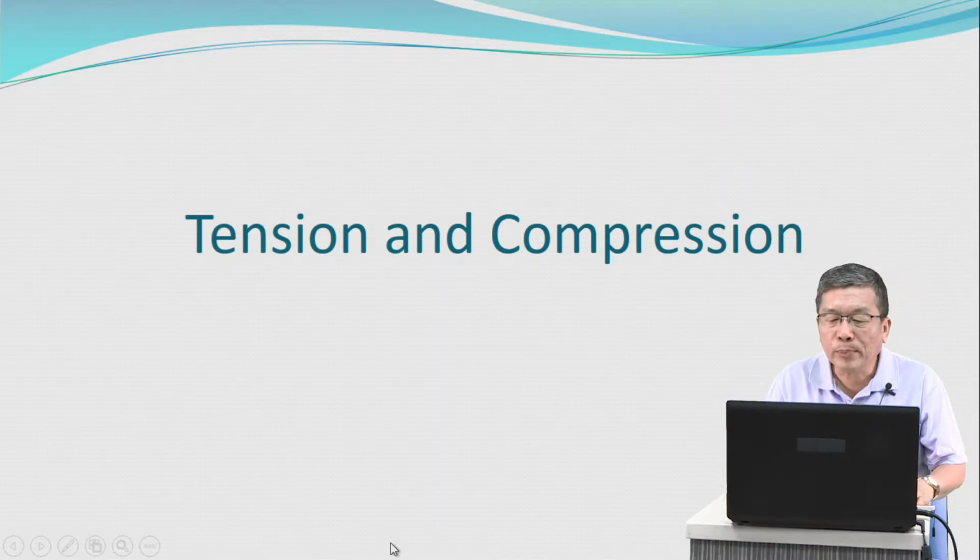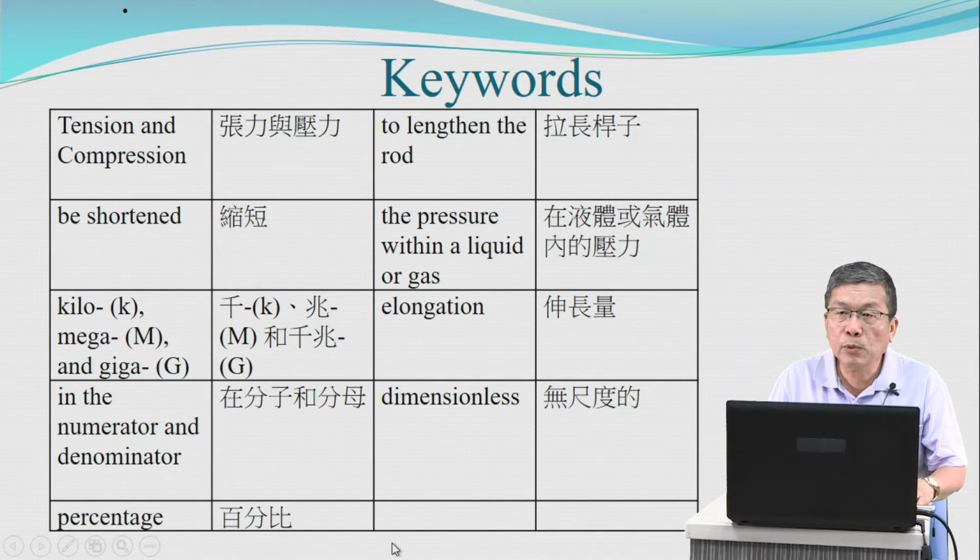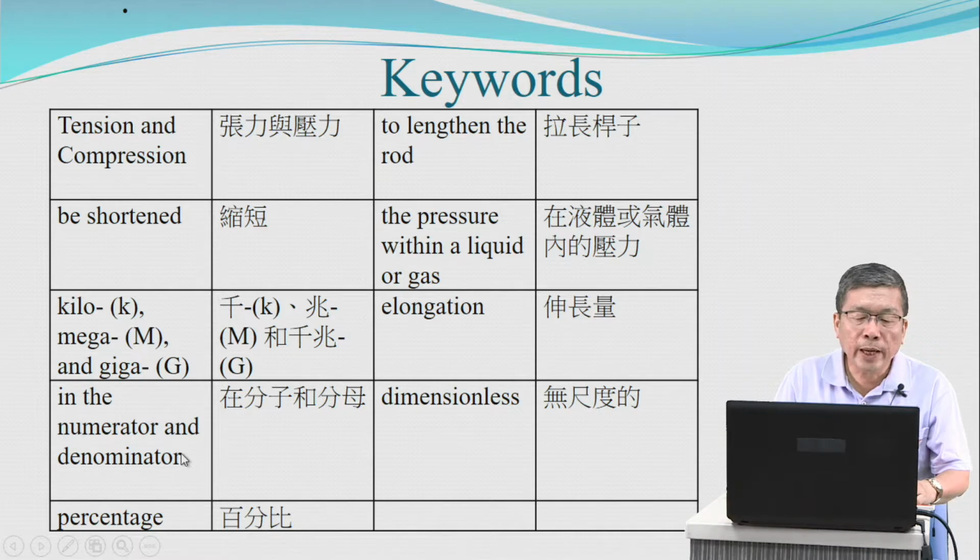Tension and compression. The keywords: tension and compression. The length to lengthen the rod. Be shortened. The pressure within a liquid or gas. Kilo, mega, giga. Elongation. In the numerator and the denominator, dimensions, percentage.